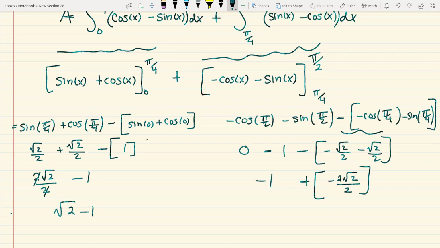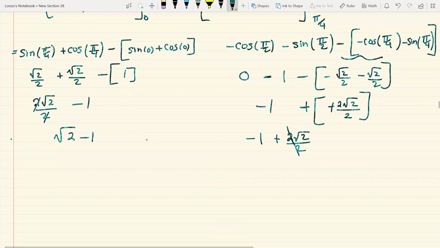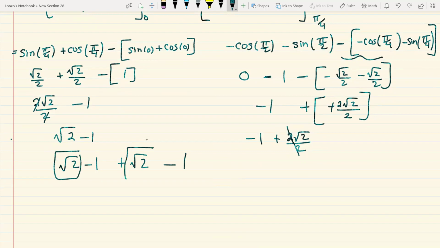And then we know that minus this becomes positive, so you have negative 1 plus 2 radical 2 over 2. The 2's cancel. You're left with radical 2 minus 1 plus radical 2 minus 1. Then you can collect like terms. So you can collect this radical 2 here, this other radical 2 there. That would be 2 radical 2. And then you can also collect the negative 1 and the negative 1, which is negative 2. Okay, so that would be your final answer.